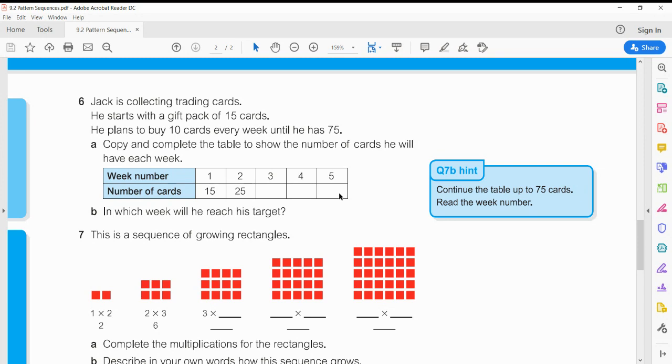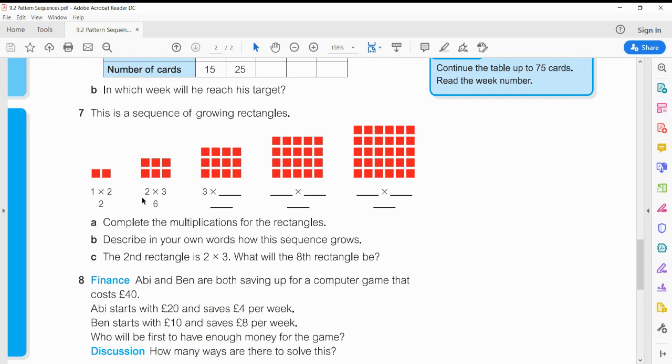Well, it's not going to quite get to 75. But next one, week 6, 65. Next one, week 7, 75. It's going to take him 7 weeks. 7 weeks to get his target. Okay, so some tables will have to just extend. Hint there says continue the table.